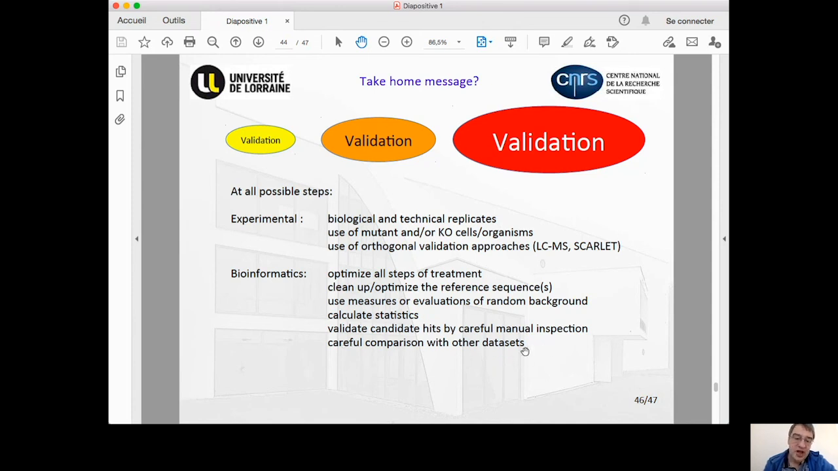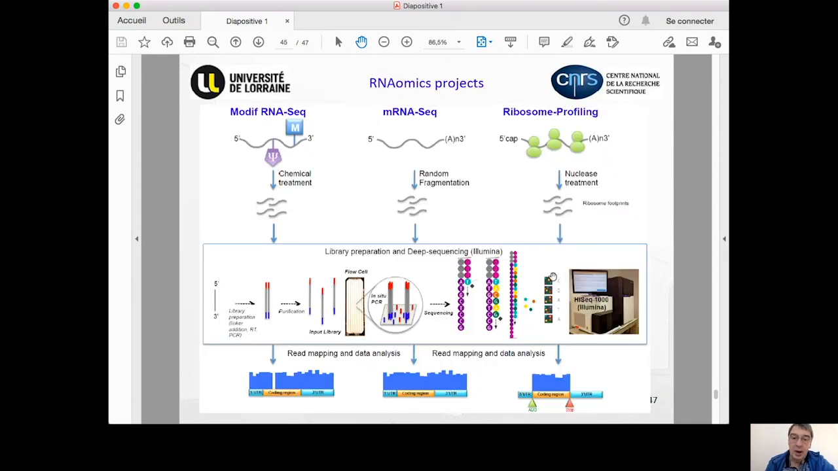And we need careful validation by comparison of different datasets, because only in a few cases was this comparison properly done. In our lab, we are doing analysis of RNA modifications, of course. This is frequently complemented by analysis of transcriptomics, because modification may affect gene expression, and by ribosome profiling, to understand the functions of RNA modifications in different systems.